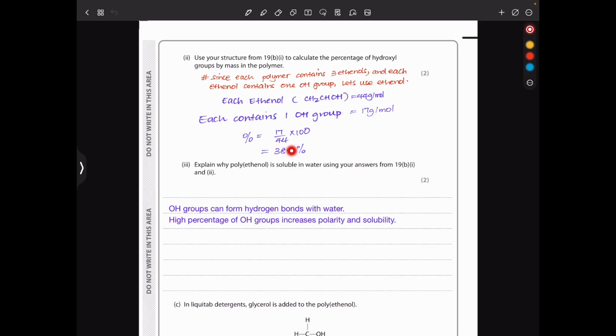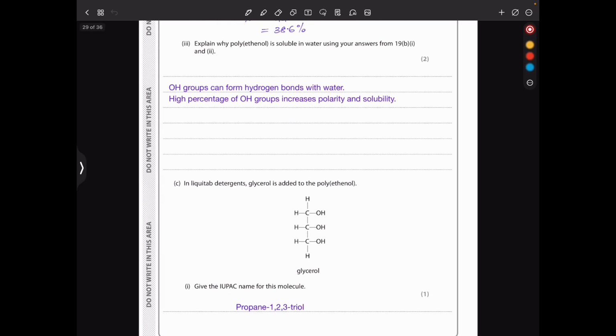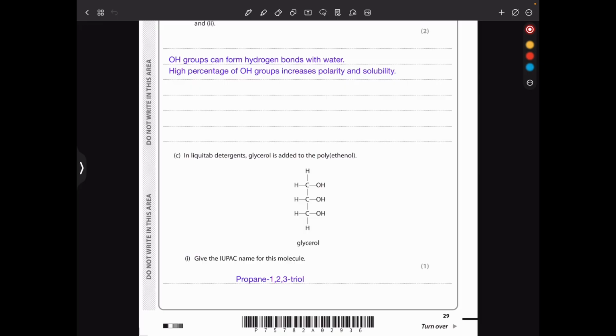It has a higher percentage of hydroxyl group. So I said OH groups can form hydrogen bonds with water. A high percentage of OH groups increases the polarity as well as solubility. Then in part C, in liquid soap detergents, glycerol is added to the polyethanol. We say glycerol here. Give the IUPAC name of this molecule. This is going to be, we have 3 hydroxyl groups, so we can say propan-1,2,3-triol.